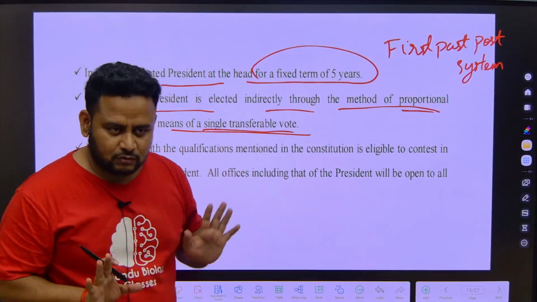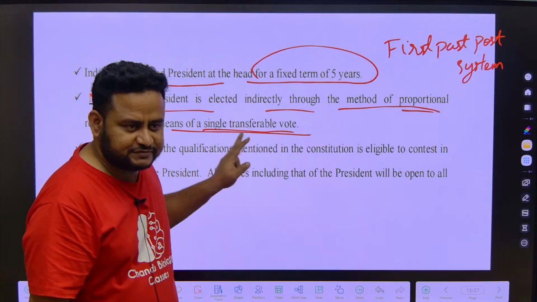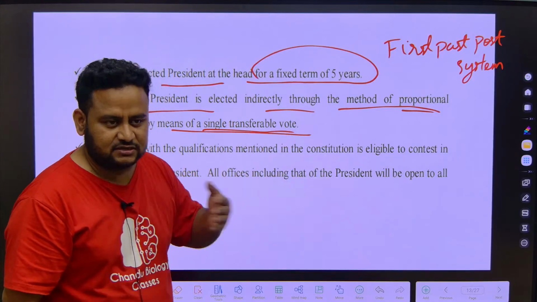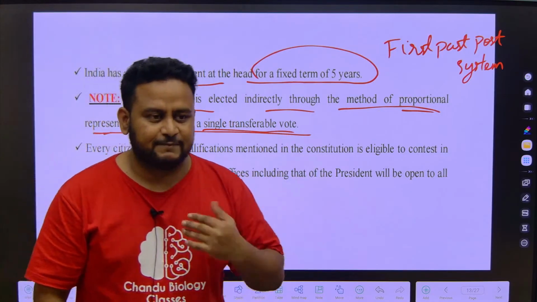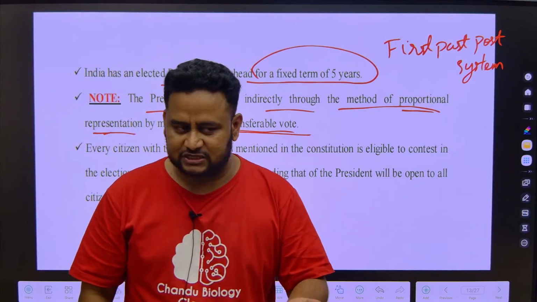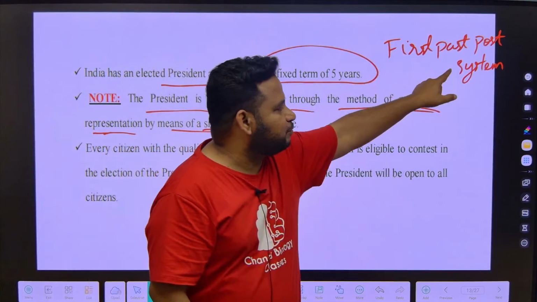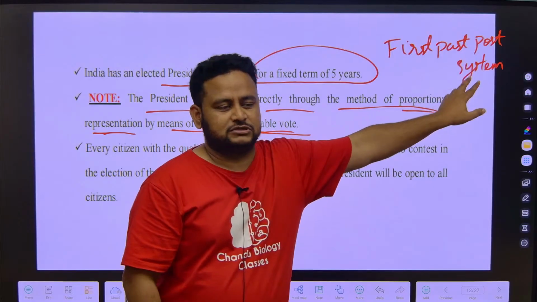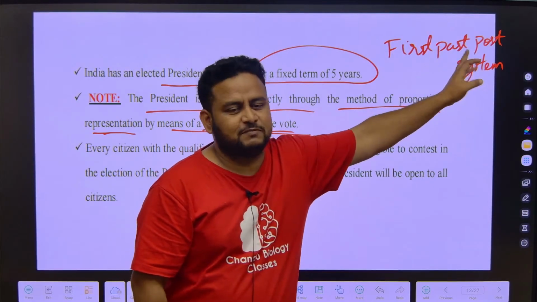There are two types. One is proportional representation by means of single transferable vote. That is indirect election. The direct election, where we go and vote for MLAs or MPs for Lok Sabha elections, that is called first past the post system.